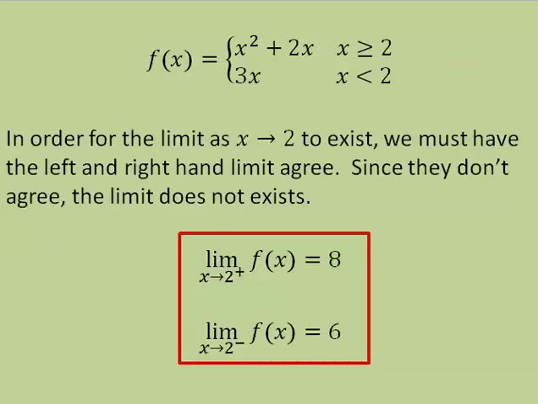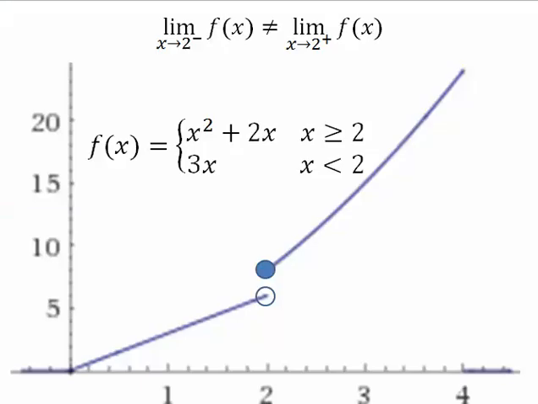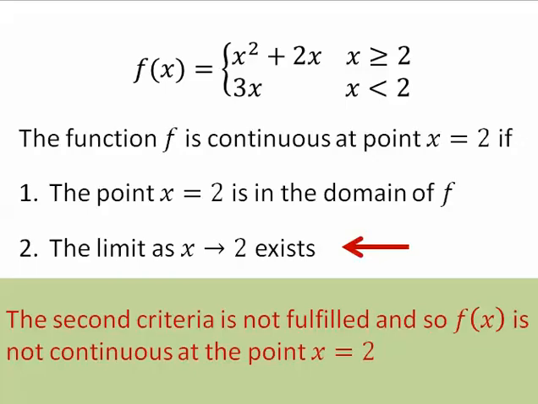Coming from the right, the limit is 8. Coming from the left, the limit is 6. Since the left-hand limit and the right-hand limit do not agree, we say that the limit does not exist. And in fact, you can see that coming from the left and coming from the right, I reach two different heights. So the second criterion is not fulfilled, and f is therefore not continuous at the point x equals 2.